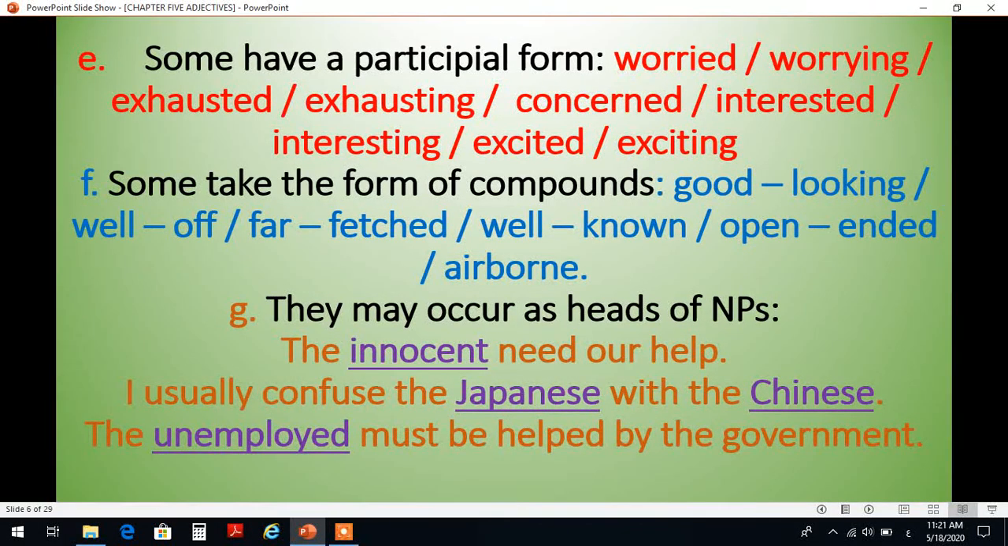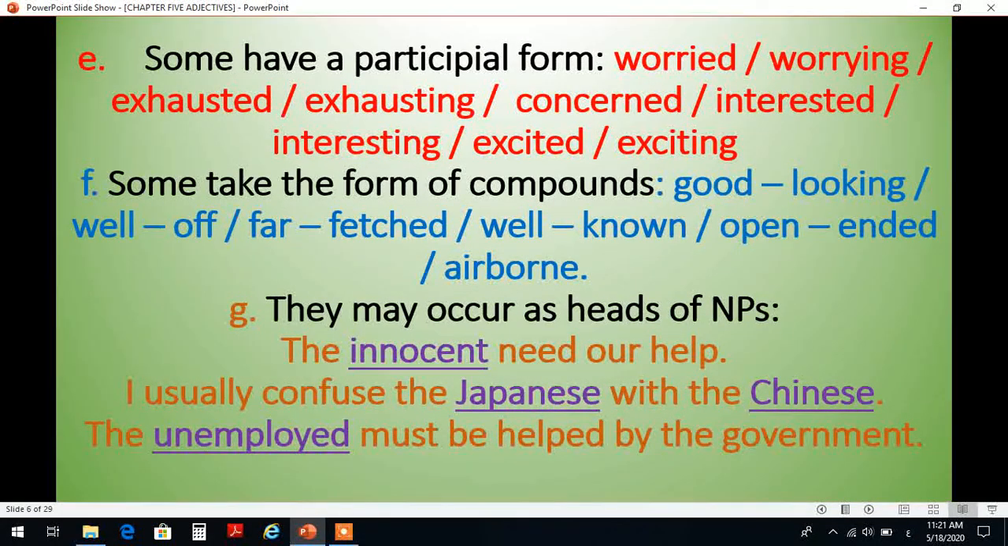Some take the form of compounds. قسم منها تأتي على شكل أسماء مركبة أي مكونة من كلمتين. For example, good looking, well off, far-fetched, well known, open-minded, or open-ended, airborne. All these are compound adjectives.